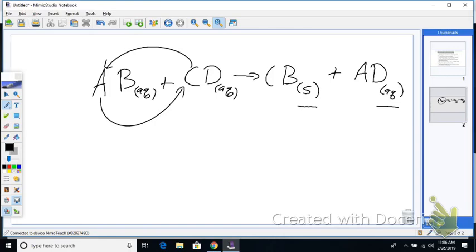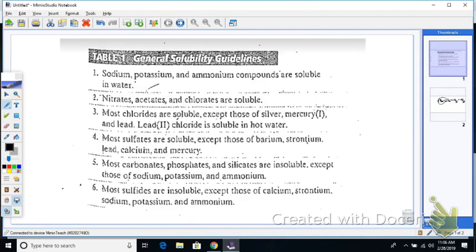So for this reaction to happen, one of the products will form a solid. So the question is, how do we know if it's going to be a solid? How do we know if C, when it combines with B, is going to be a solid? Or how do you know when A goes with D, it's going to automatically be aqueous? That's what this chart is for. Okay? And to successfully use it, you've got to know what it means by soluble and what it means by insoluble.